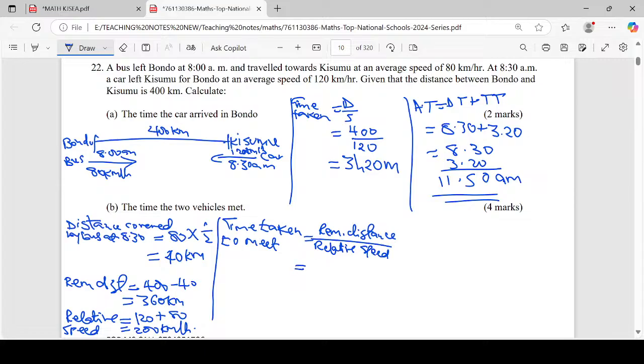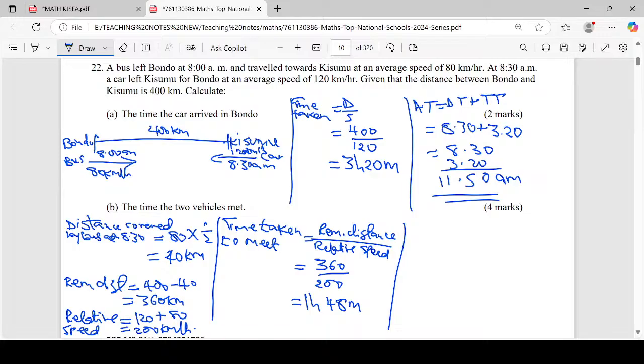The remaining distance for them to meet was 360 over the relative speed which we've obtained as 200. In your calculator, dividing 360 by 200, we are getting 1 hour 48 minutes. That's the time taken by the two vehicles to meet.